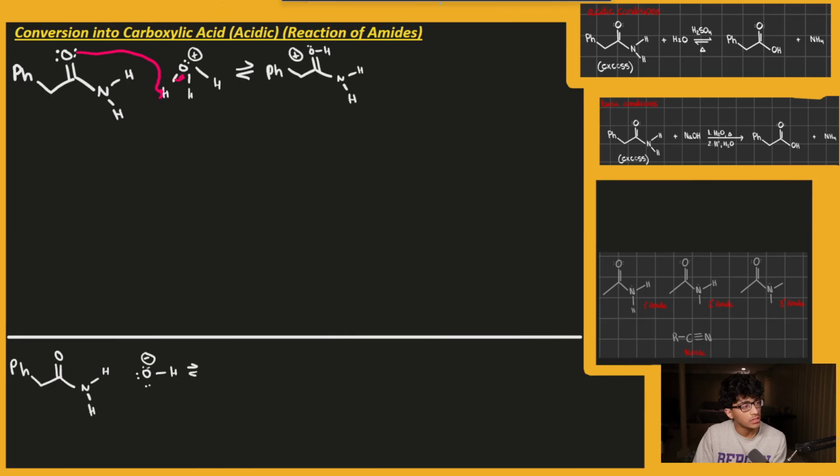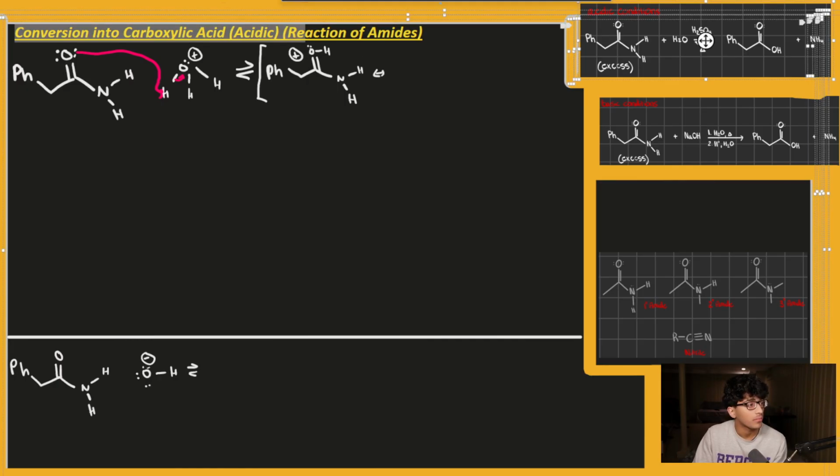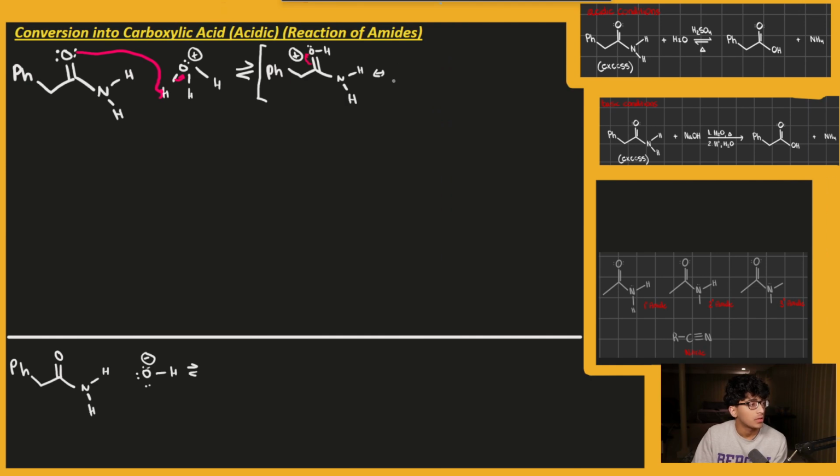H here, H here. We have resonance, so we have a delocalized charge. So we just push electrons towards a positive charge. Let me use a different color for that. So push electrons towards a positive charge, and now we're gonna have a charge on carbon.